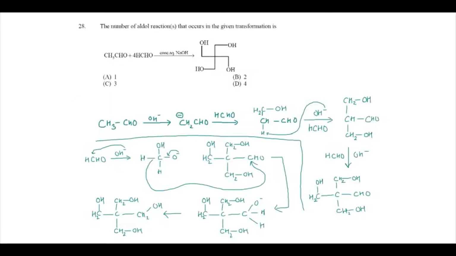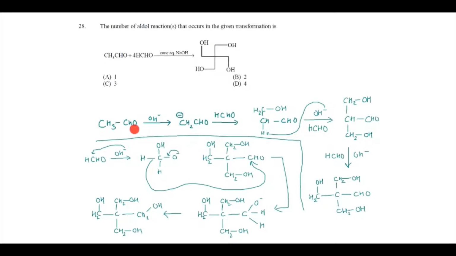In our next question, a reaction scheme has been shown, and it has been asked how many aldol condensation reactions are possible to get this product. So, now we have to check the whole mechanism of the process, what is going on throughout this process. I already have written the mechanism here.